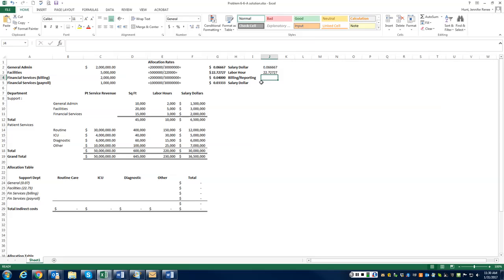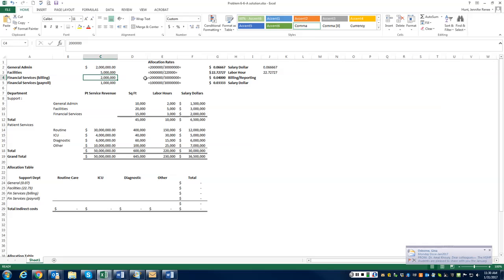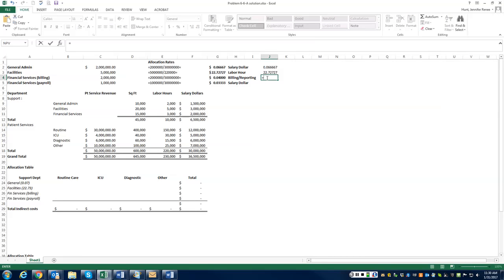So the question reads, however, assume that 2 million of the financial cost is related to billing and managerial reporting. So let's stop there and start solving that first half of the problem, and then we'll move on to the second. So we're saying we have $2 million in costs for financial services for billing. And now our cost driver is going to be our patient service revenue. How I came to that is because we're looking at billing and we have our categories of patient service revenue, square feet, labor hours, and salary dollars. The one that makes the most sense would be patient service revenue, since we're talking about billing and the amount of money that we're collecting from patients.